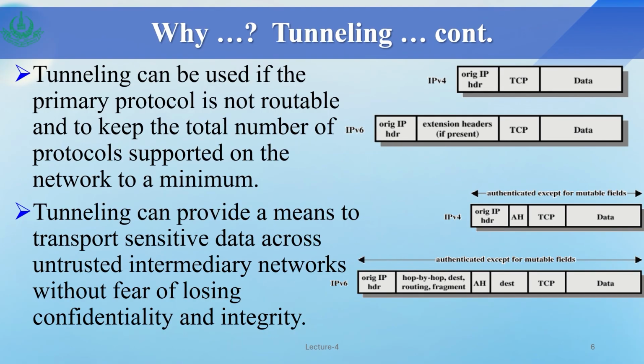When we use tunneling, it involves specific terminology and technology. Tunneling can be used if the primary protocol is not routable and to keep the total number of protocols supported on the network to a minimum. Tunneling can provide a means to transport sensitive data across an untrusted intermediate network without fear of losing confidentiality and integrity.